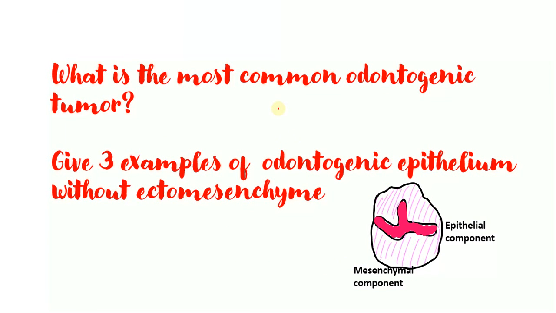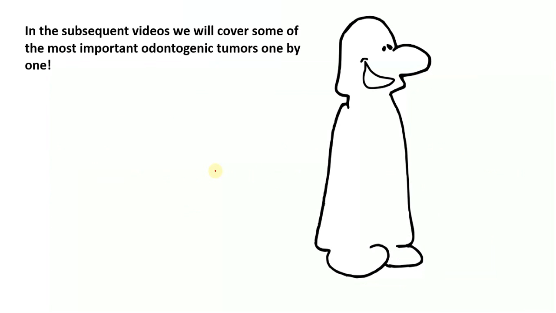So at this point, before concluding the video, I have two questions for you. What is the most common odontogenic tumor? And give 3 examples of odontogenic epithelium without ectomesenchyme. Do comment them in the comment section below.